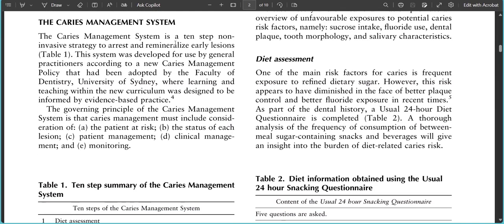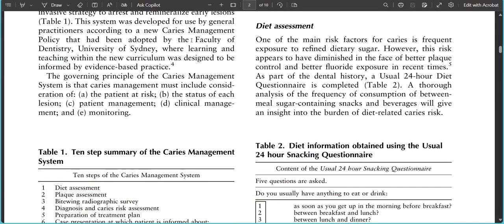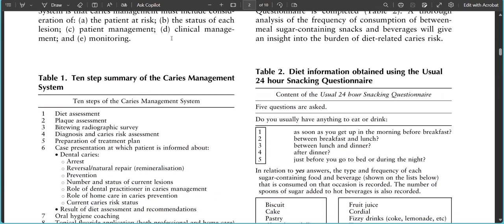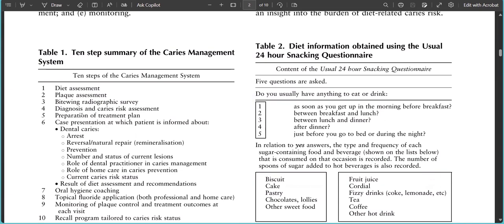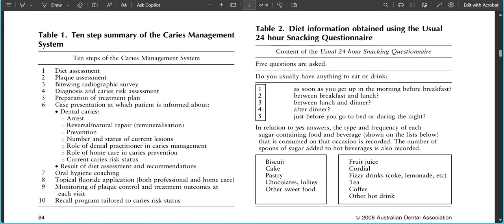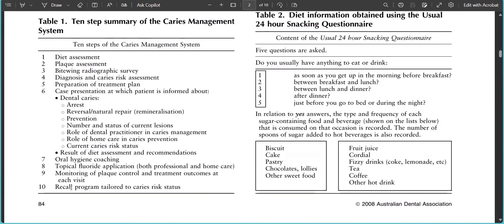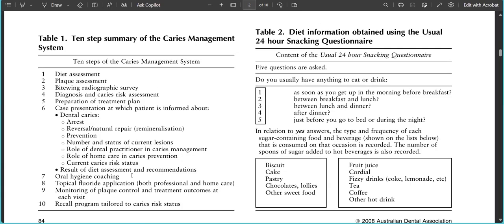caries management system. So there are 10 steps that we need to follow to arrest and or remineralize the early lesions. Okay, so which 10 steps do we have: the diet assessment, plaque assessment, bite wing x-rays, so diagnosis and caries risk assessment, preparation of treatment plan, and how we need to present the case, and what will be the management strategies such as oral hygiene coaching, fluoride application, and monitoring of plaque control, and also the recall visits.